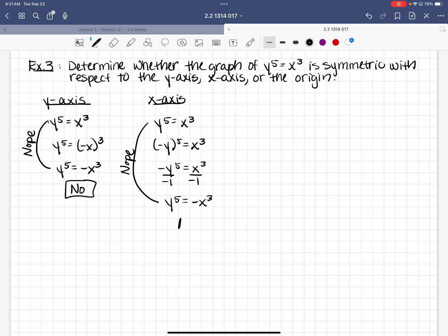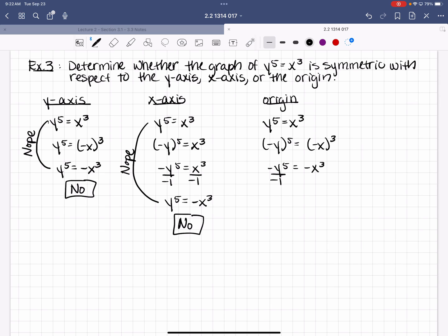And that's a no. And finally, the origin. Now I need to change the sign of both. So I start off with my y to the 5th equals x cubed. I say negative y to the 5th power equals negative x to the 3rd power. Okay, negative y to the fifth gives me negative y to the fifth. You've already told me that. Negative x to the third power is negative x cubed.